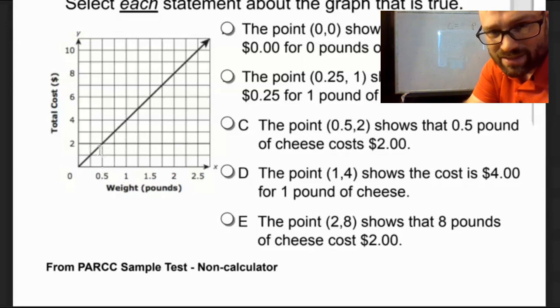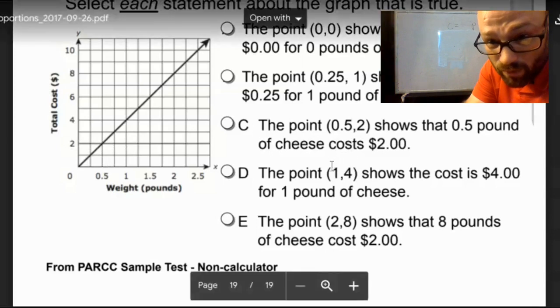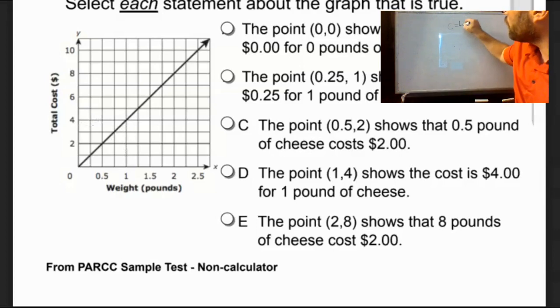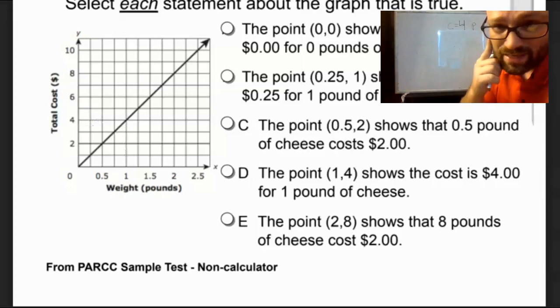So A and C work so far. The point 1, 4 shows the cost of $4 for 1 pound of cheese. So right here, this is 1 pound and then $4. Right there is our unit rate. It has a denominator of 1, so 4 over 1, $4 for 1 pound of cheese. There is our unit rate. So C equals 4P. So A, C, and D work.